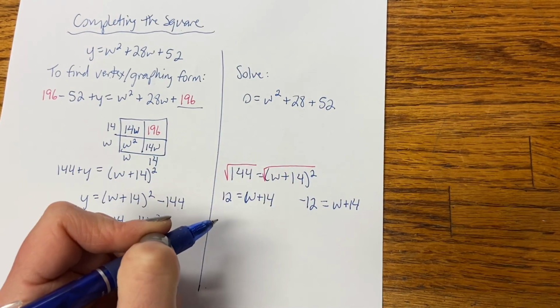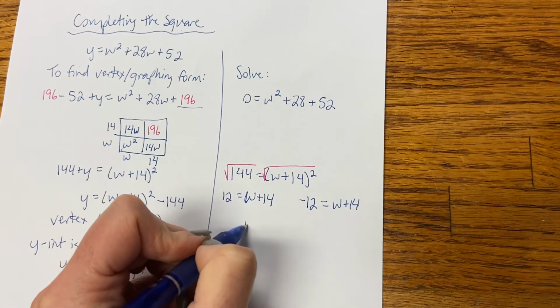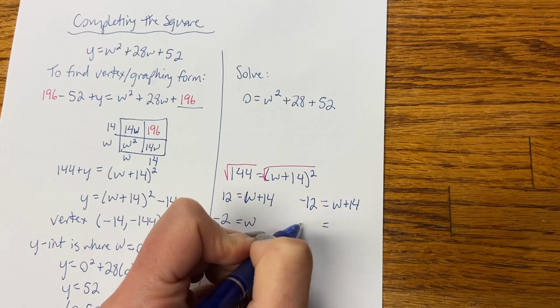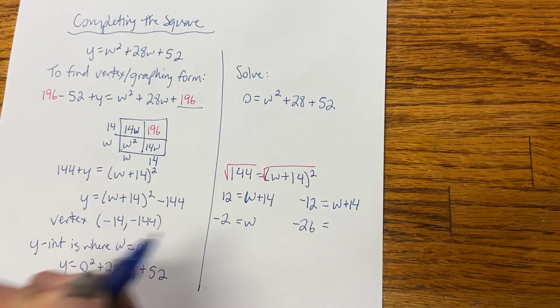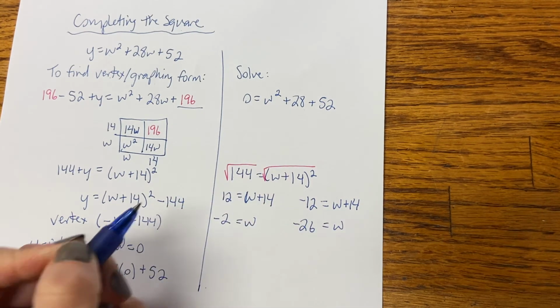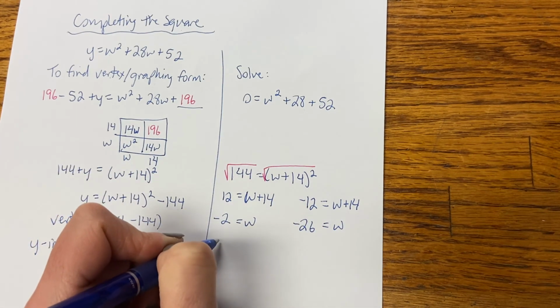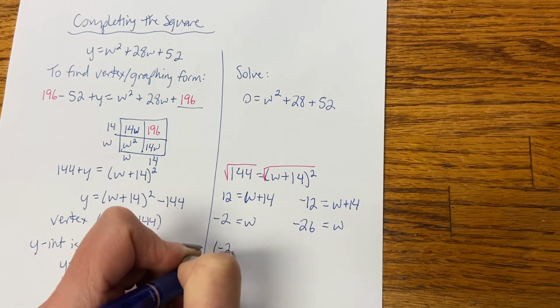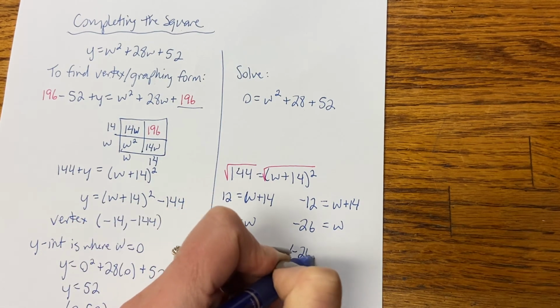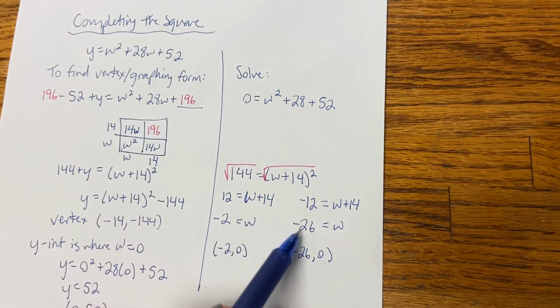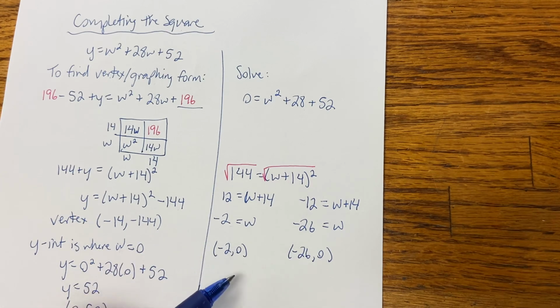And then you just move the 14 over, and this one is negative 2, and this one would be negative 26. Just combining the negative 14 with the negative 12. So your roots would be negative 2, 0, and negative 26, 0. When it just says to solve, you can actually leave your answer right here in that step if you want. But if it specifically says state the x-intercepts, you better write them as a coordinate point.